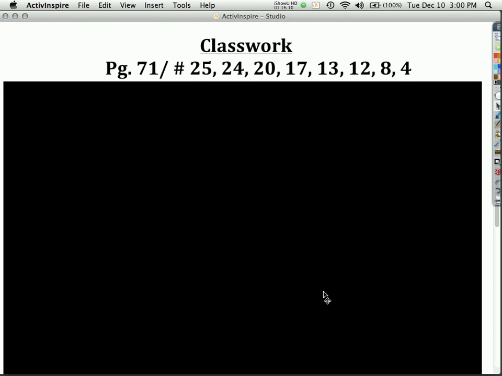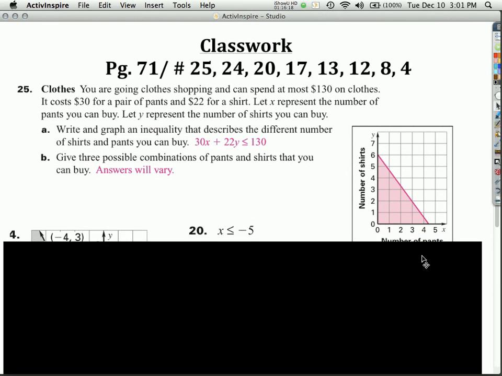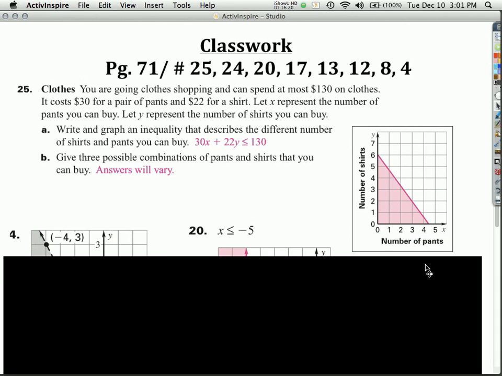All right. So let's see how we're doing so far. Gave you a few challenging ones to begin with. Number 25. There was really 3 parts, even though it was part A and B. You had to write an inequality, and you had to graph the inequality. Luckily, the grid was already provided for you. You just had to fill it in. And then 3 possible combinations.